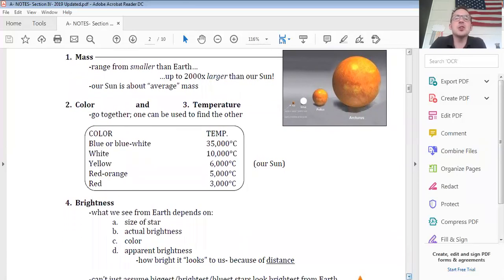Okay, properties 2 and 3 go together, and that's color and temperature. What that means is the relationship is so consistent, you can always use one to find the other. When you look up at the sky at night, if you can identify a star's color, you automatically have an idea of its temperature.